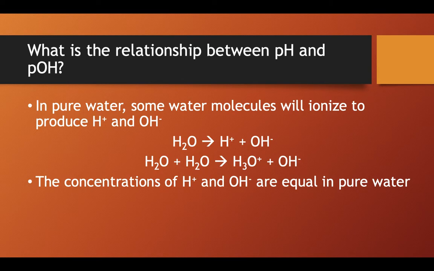But either way you look at the reaction, the acid and base components are equal in pure water. For every water that ionizes, I get an acid part and a base part, and so those parts are equal. And in pure water, the concentration of each of those components is equal to 1 times 10 to the negative 7th. That's the molarity of the acidic hydrogen and the basic hydroxide in pure water.